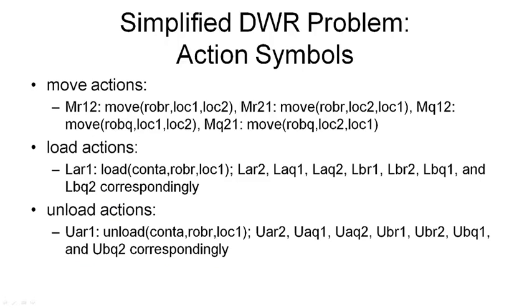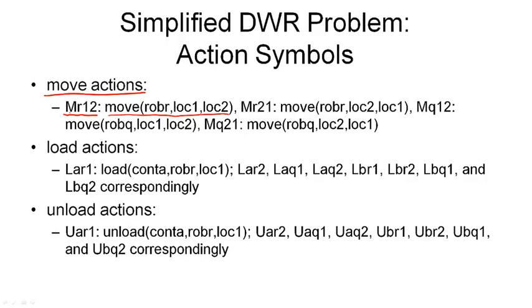And here are all the symbols we will use to represent actions in this domain. Let's start with the available move actions. And again, the symbols I'm using for actions are quite concise. So this symbol here, MR12, represents the action of moving robot R from location 1 to location 2.